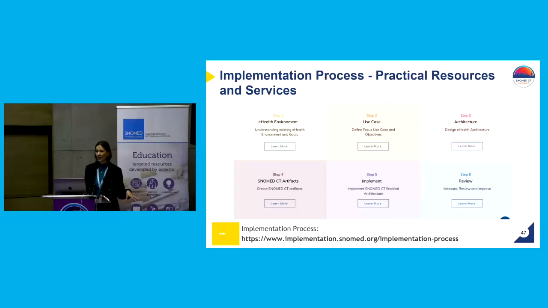And then the next step is considering there might be other artifacts, like Ian's mentioned, subsets or maps, extensions that you might want to create before you implement your SNOMED CT enabled system. And then the final but probably most important step is the review when you're looking at your implementation. There are different maturity levels and frameworks that you can use to work out where your implementation is at.